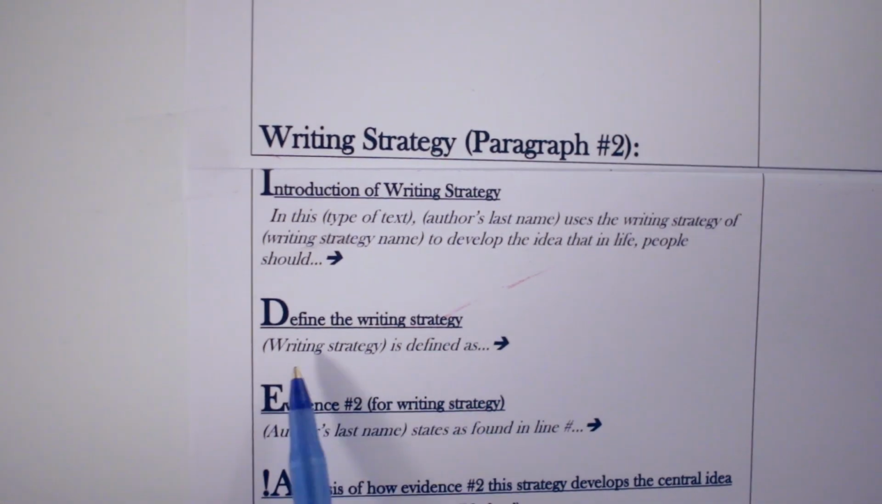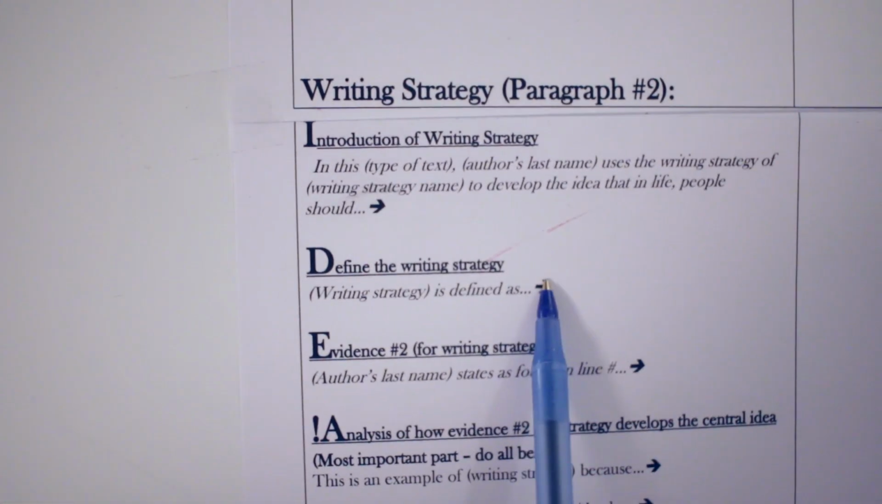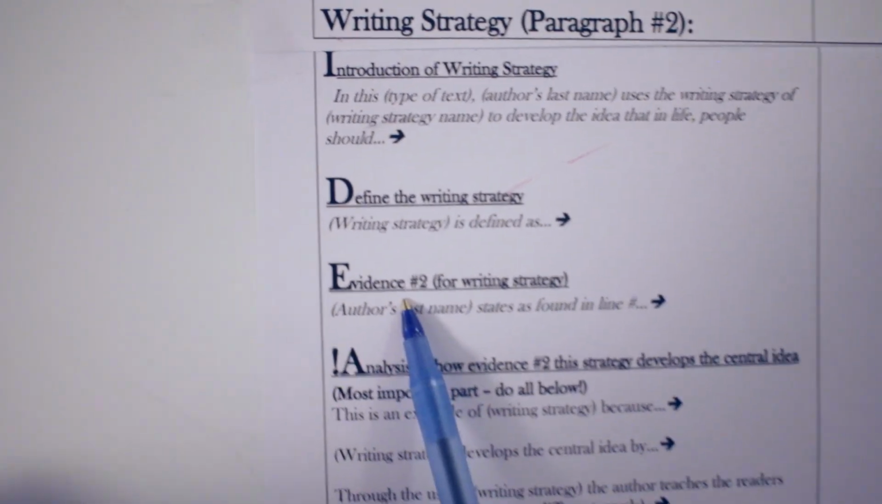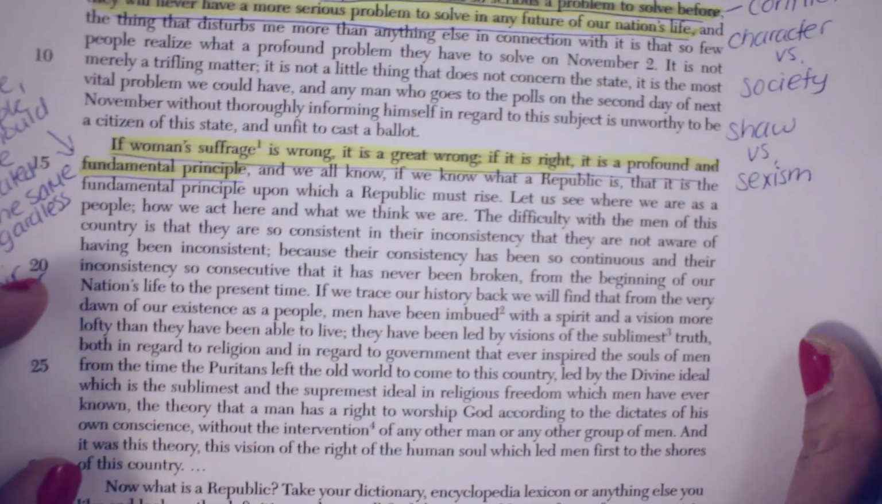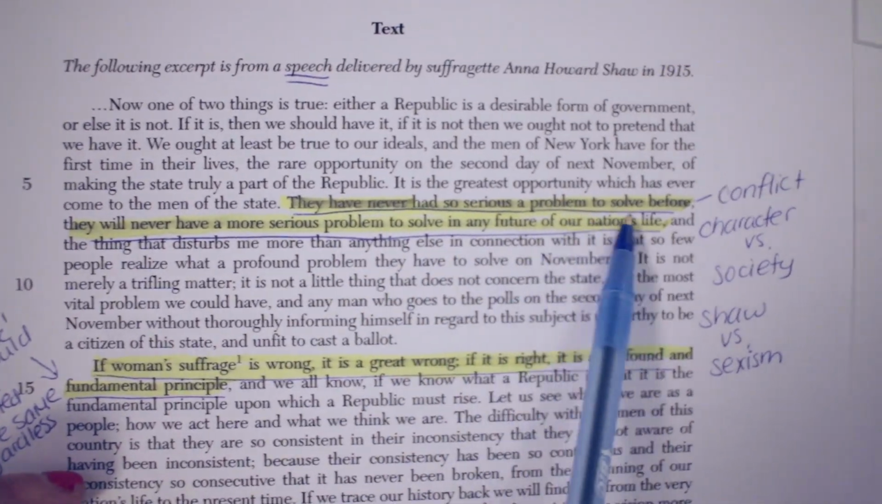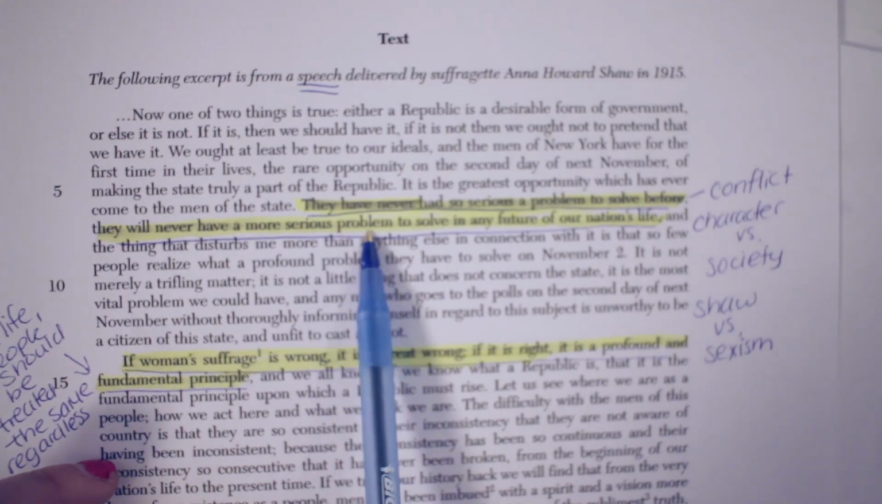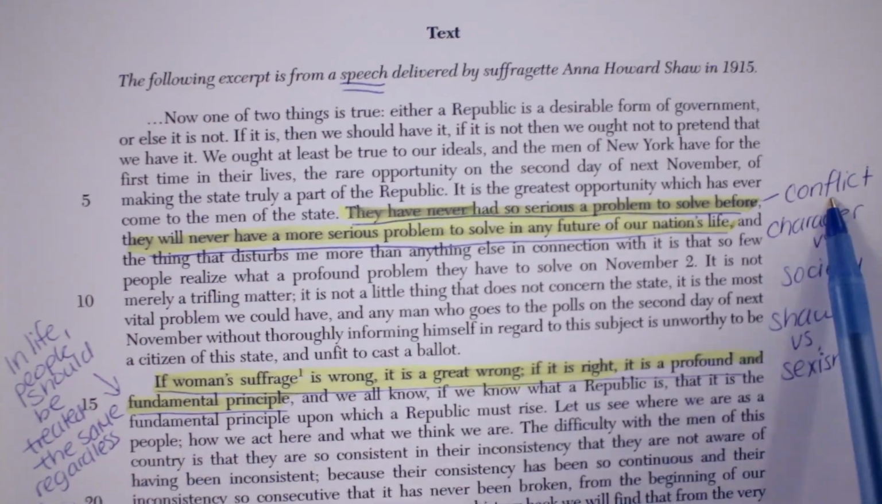And D would be define the writing strategy. So conflict is defined as a struggle or problem between two opposing forces. E would be evidence of that conflict. So Shaw states, as found in line, so over here in the text I've identified this part: "They have never had so serious a problem to solve before. They will never have a more serious problem to solve in any future of our nation's life."